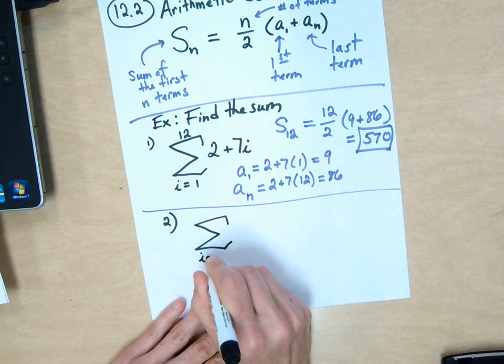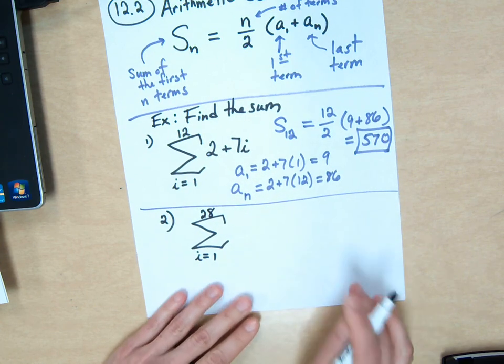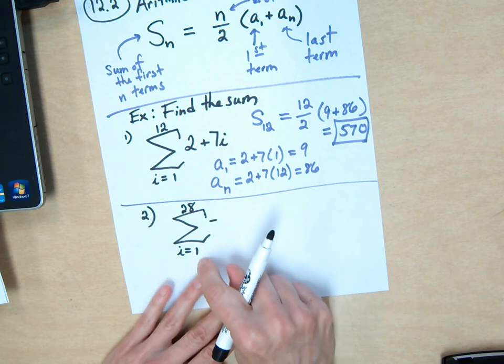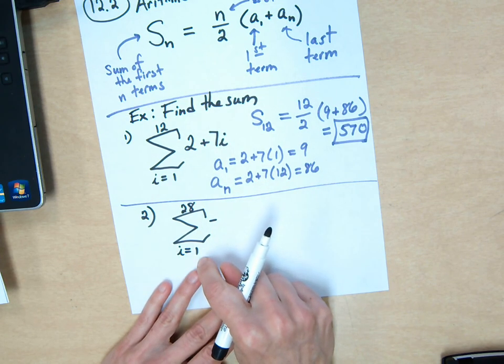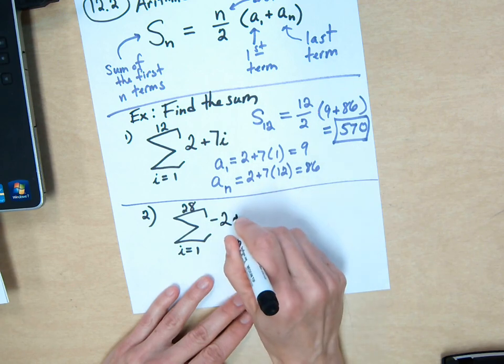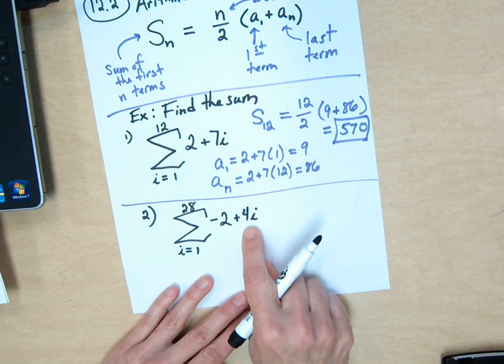Okay, so i equals 1 to 28, sigma. Why is it i? Oh, that's a great question. Why is it i? It could be any letter you want. It could be k, it could be j, it could be t. It's just a variable. So i is nice because i is the first letter in the word index.